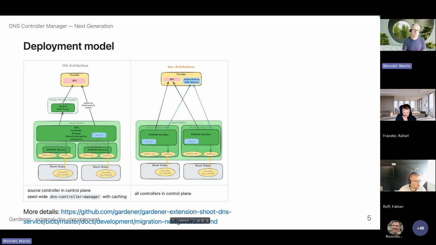In the new architecture, it looks simpler. So you have only the DNS controller manager in the control plane, which directly talks to the providers, and for reading, it normally uses DNS queries to the authoritative DNS servers. So here also more details can be found in this link.